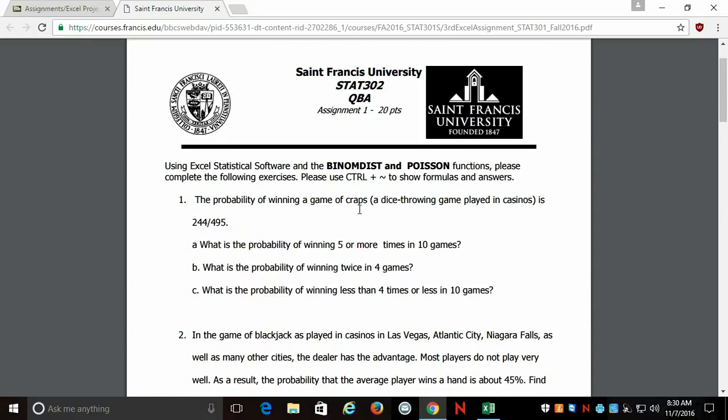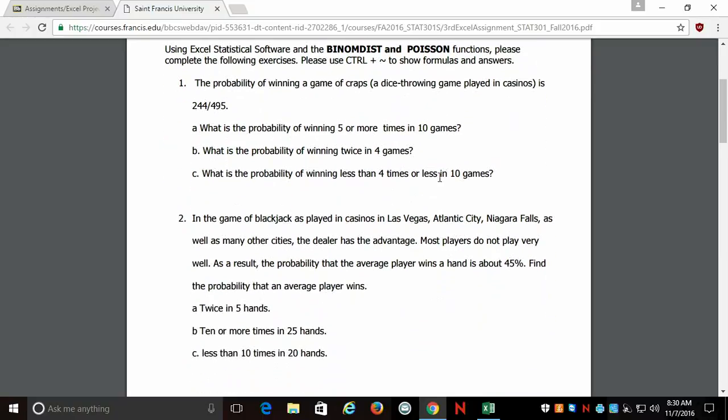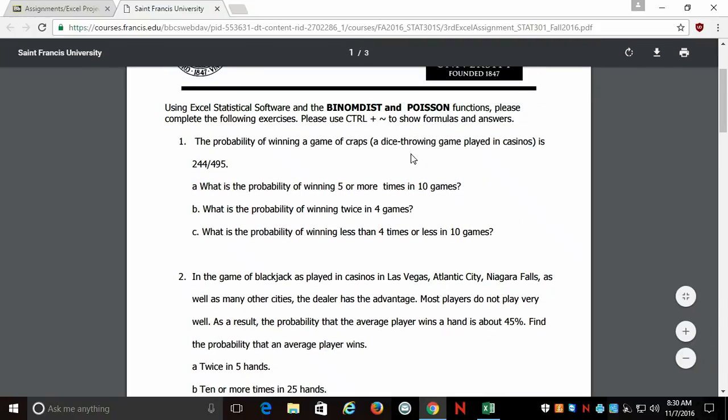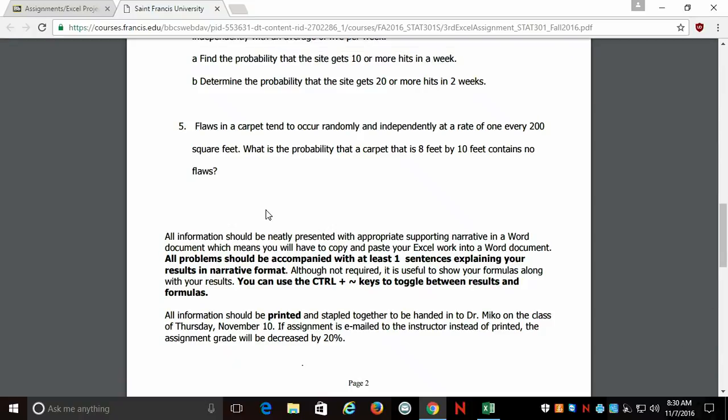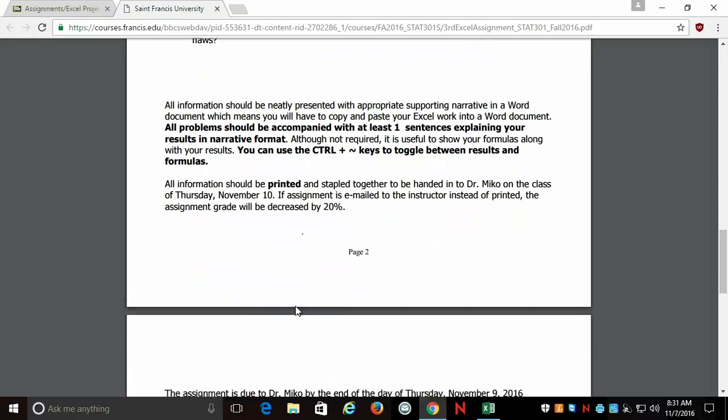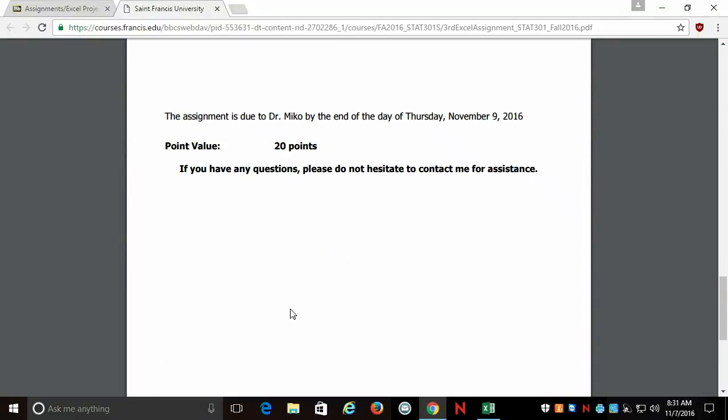And for all these, I want the answers. I want the formulas. Remember that control tilde trick I showed you? And for each problem, just a little bit of narrative, maybe a sentence or 2, just because I want that. And that should be put into a Word document and brought to class on Thursday, all right? So it's still due Thursday, November 10th. Please bring that to class. What we'll do on Thursday then is we will review for our exam on Tuesday. So please watch this video. Please do this assignment. This will give you something to do. And I will see you Thursday.